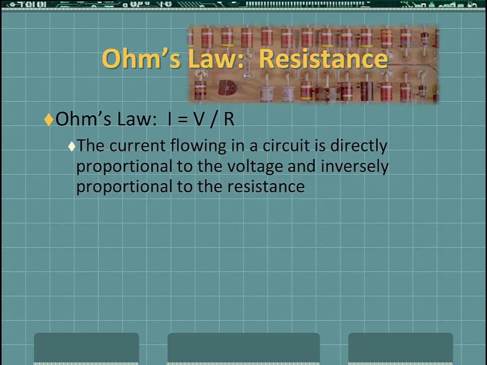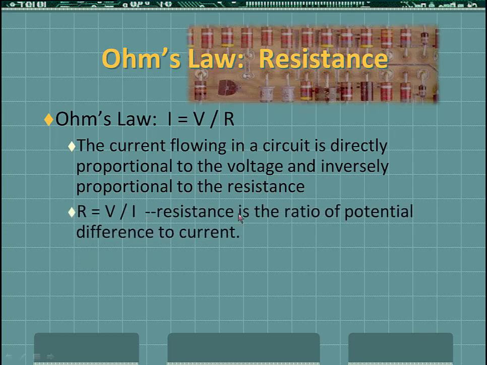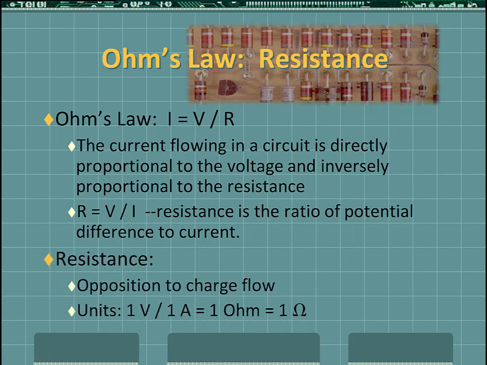So simply stated, the current flowing in a circuit is directly proportional to the voltage impressed across that circuit and inversely proportional to the resistance. So in other words, if you break this down, resistance is proportional to the ratio of electric potential divided by the current. So another way to think about this is resistance is opposition to the flow of charge.